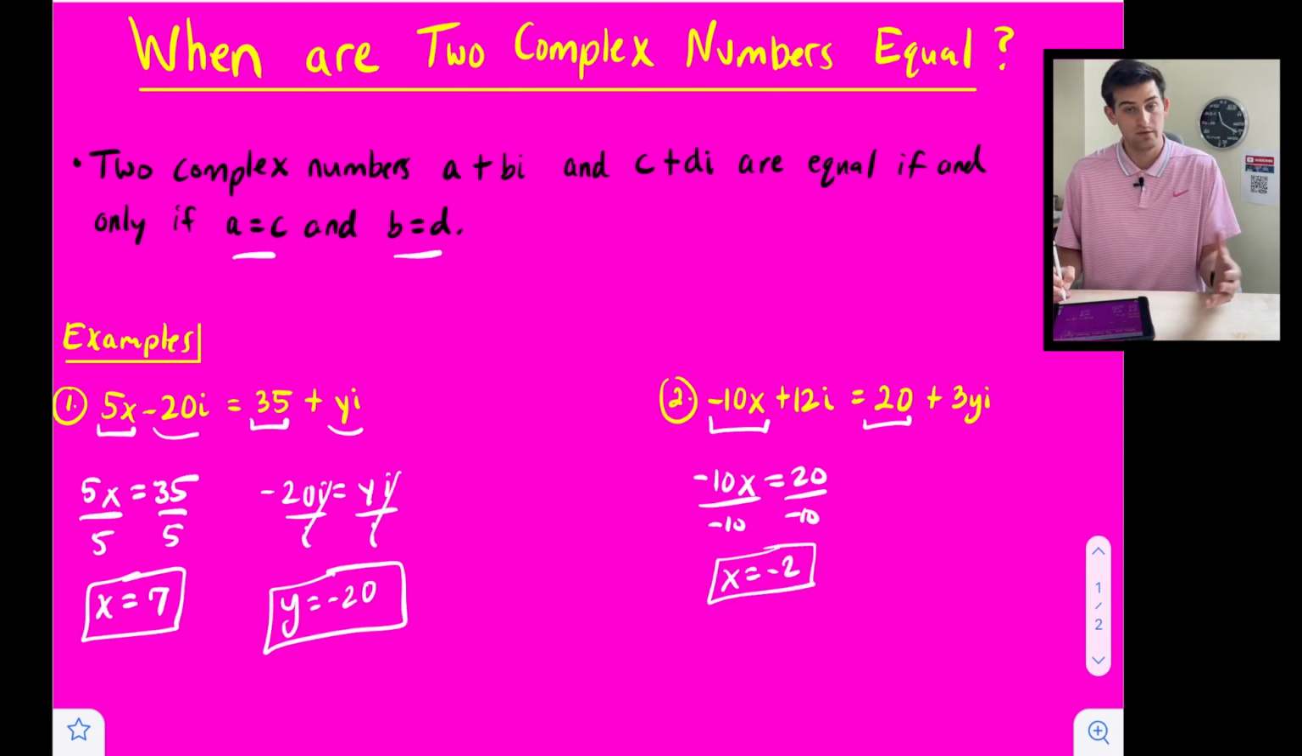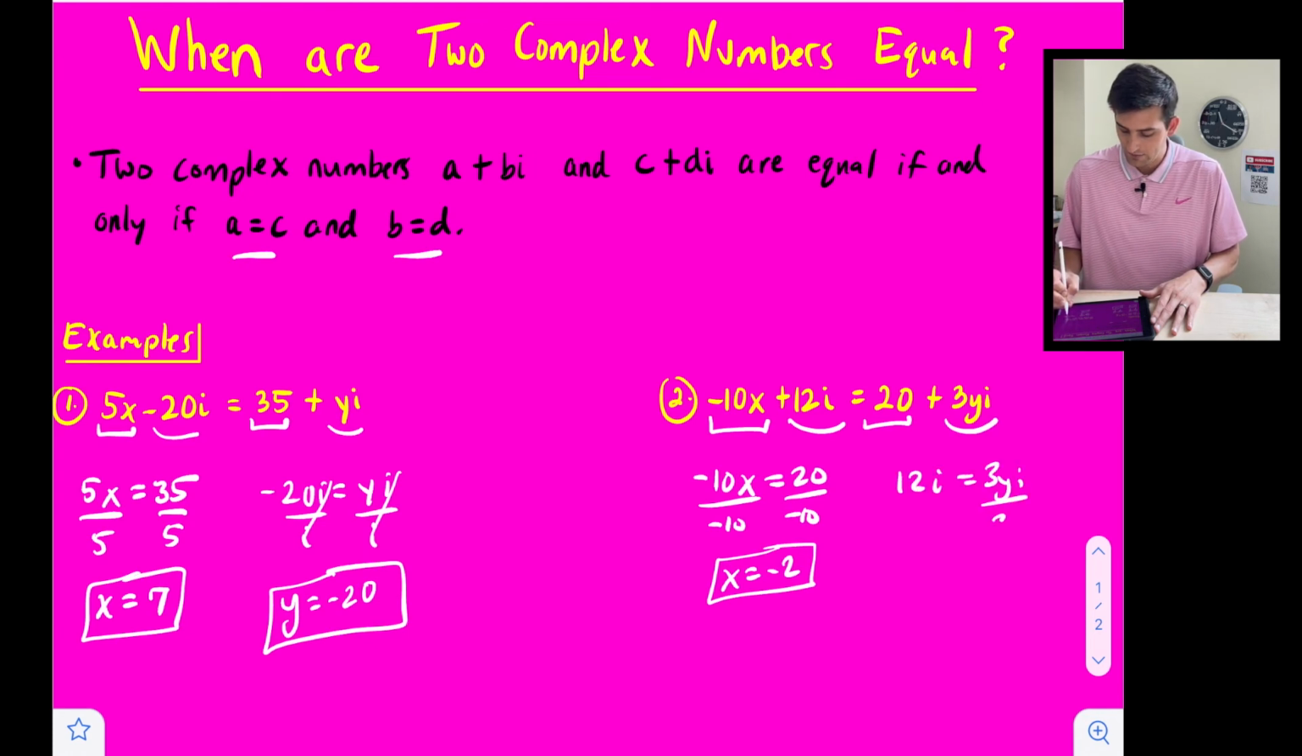Okay, now let's do the same thing with our imaginary parts. So we have 12i is equal to 3yi, and I'm going to divide both sides by 3i. Okay, so here our i's are going to cancel, and we're just left with y is equal to 4.